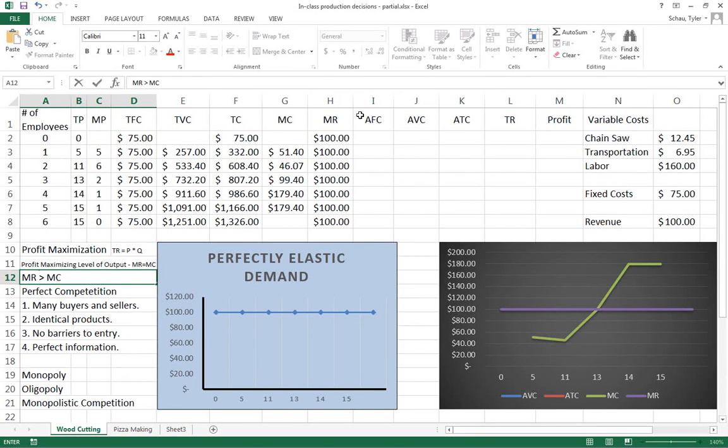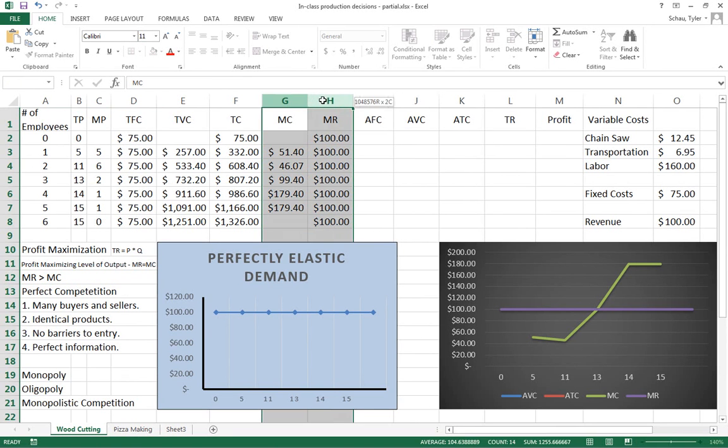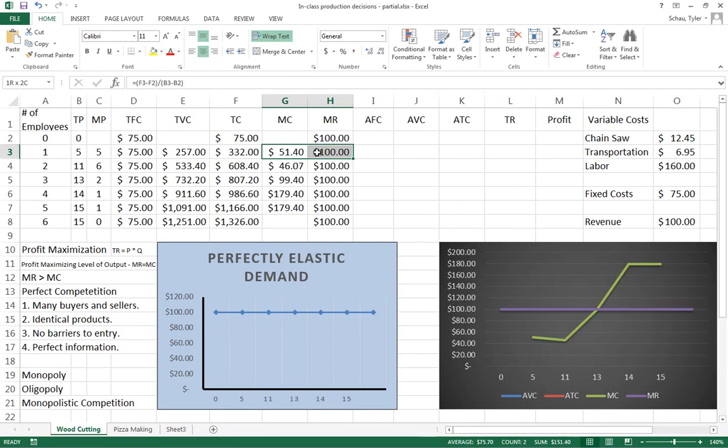Okay? And so what we're doing here is comparing these two columns. All right? So here, when we have one employee, we've got marginal cost of $51.40, and we've got marginal revenue of $100. What that's saying is the amount of money we can sell each one of these cords of firewood for is greater than what it costs us to produce, so we should go ahead and do that because we're going to make money there. And then we add a second employee.